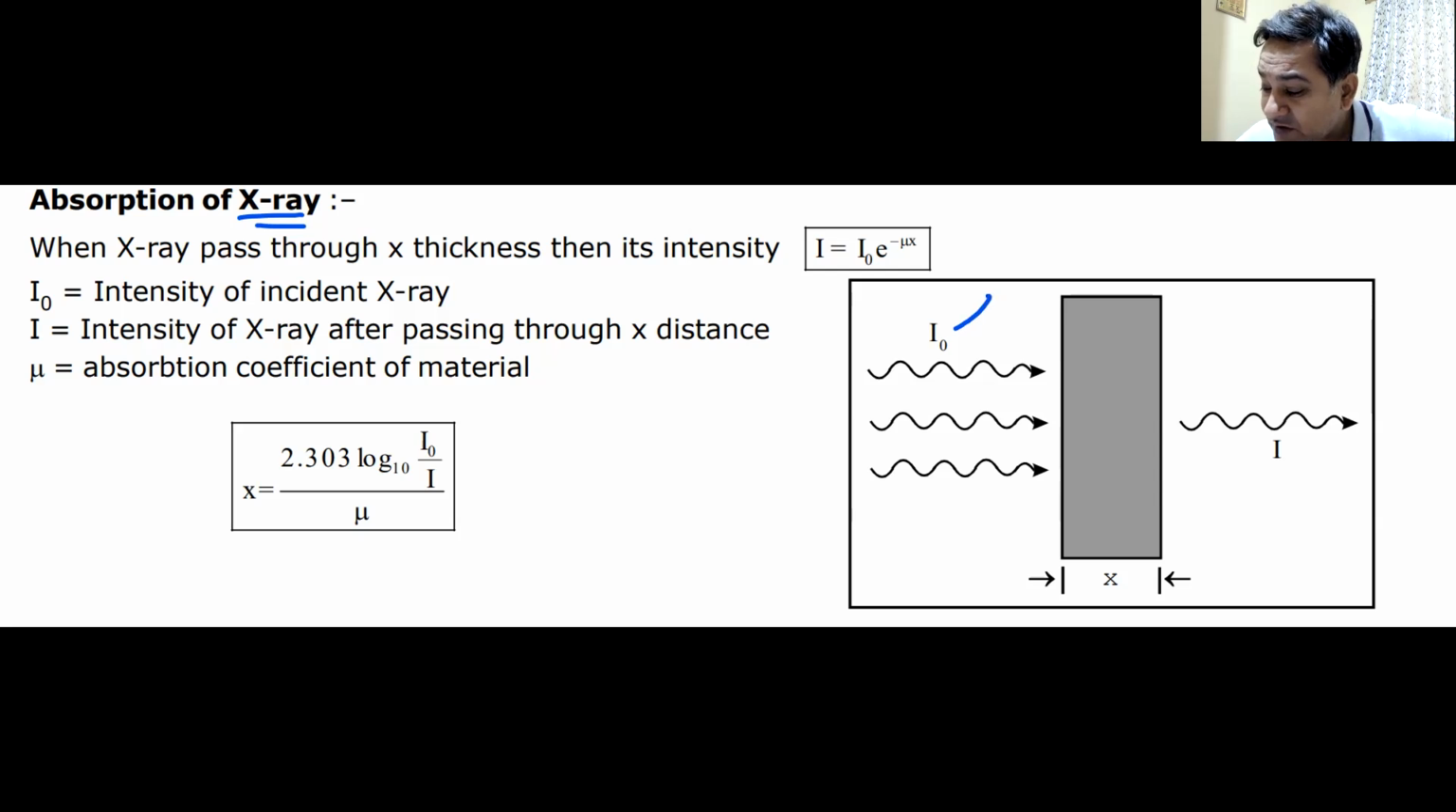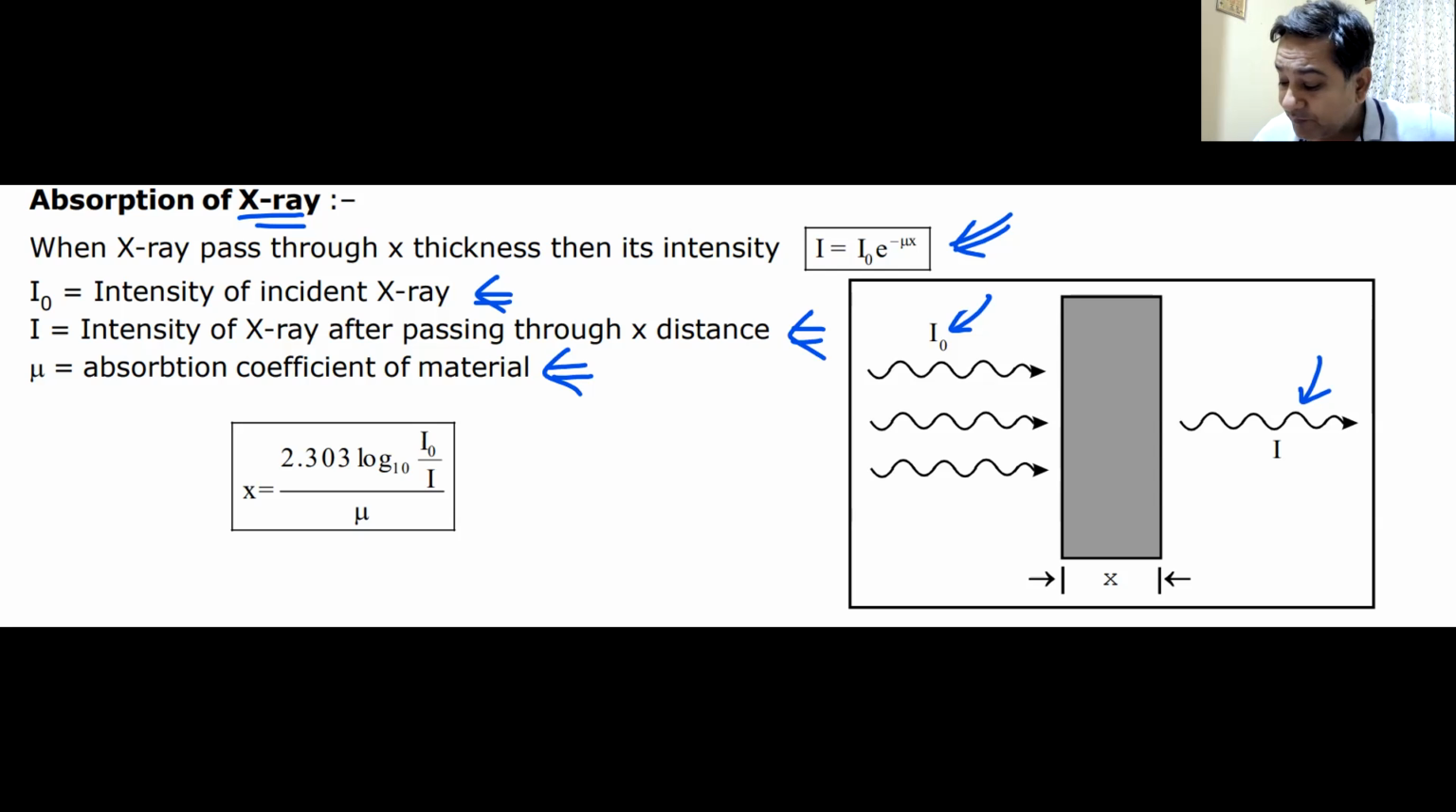These are the X-rays which are incoming. Do we see this? Yes, sir. These are the X-rays which are outgoing. Do we see this? Yes, sir. And this is how they are related. The intensity of the outgoing X-rays, I, is equal to I naught into e raised to the power minus mu x, where I naught is the intensity of the incident ray, I is the intensity of the emergent ray, and mu is the absorption coefficient. How much X-rays can absorb, my dear friends? Do we understand this? Yes, sir.